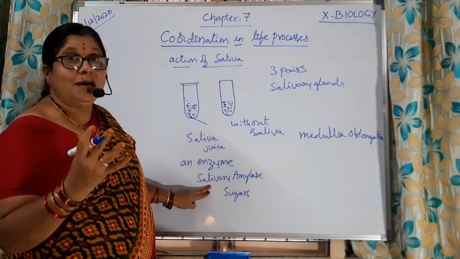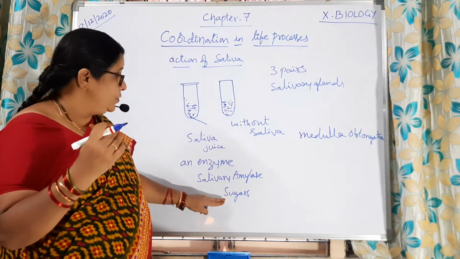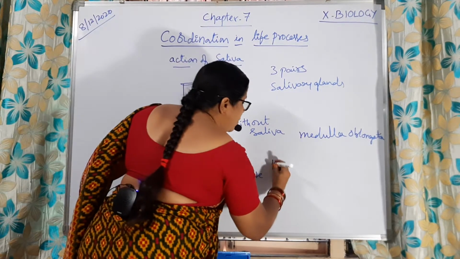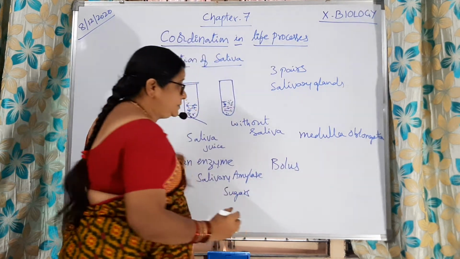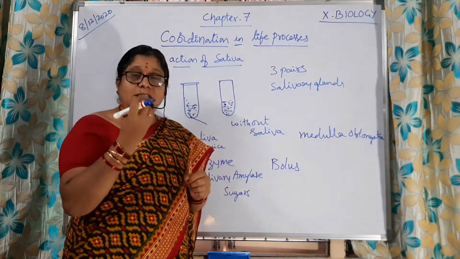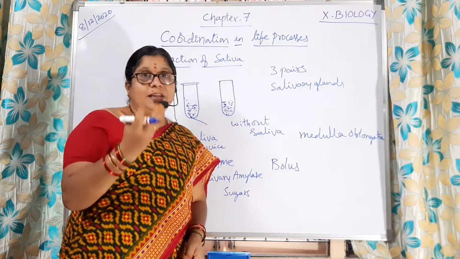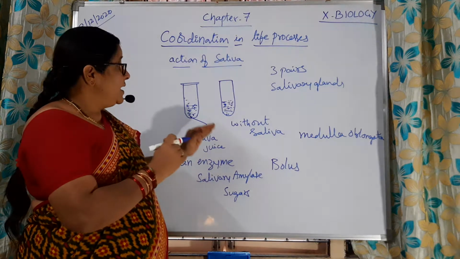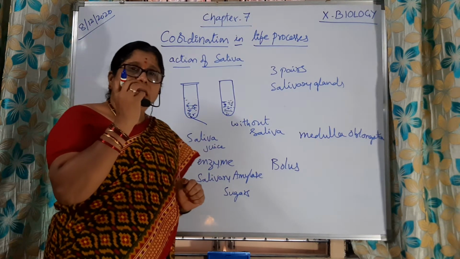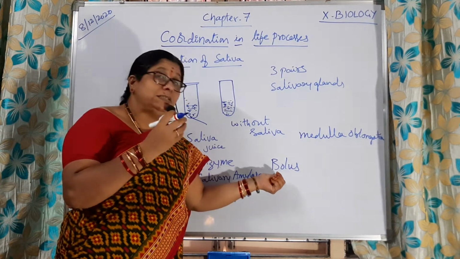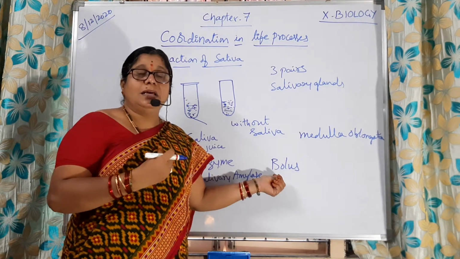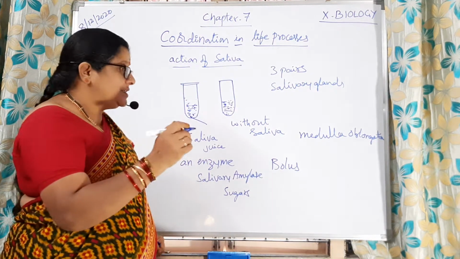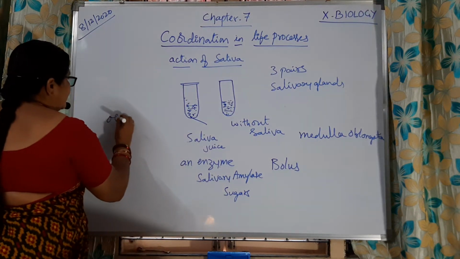It will act on the starch content and convert it into sugars, and that mass of food which is formed in the buccal cavity is called a bolus. This bolus increases the surface area, and as it becomes very soft, it becomes easy to swallow the food. So the food which is ground and changed into the bolus is going to enter the further part of the digestive system, that is the stomach, through the tube-like structure called the esophagus.